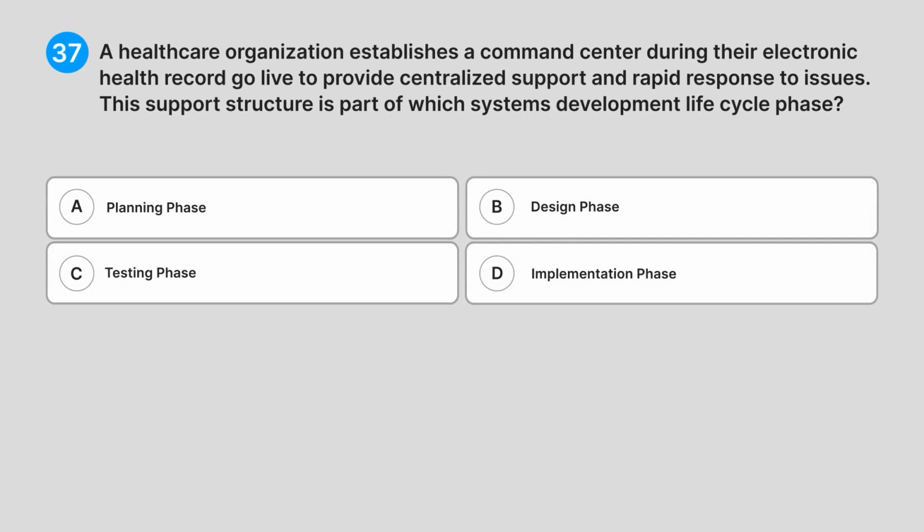37. A healthcare organization establishes a command center during their electronic health record go live to provide centralized support and rapid response to issues. This support structure is part of which systems development lifecycle phase? A. Planning phase. B. Design phase. C. Testing phase. D. Implementation phase.